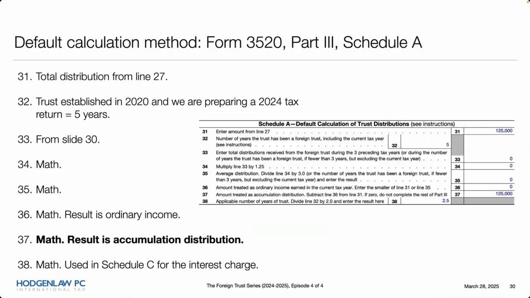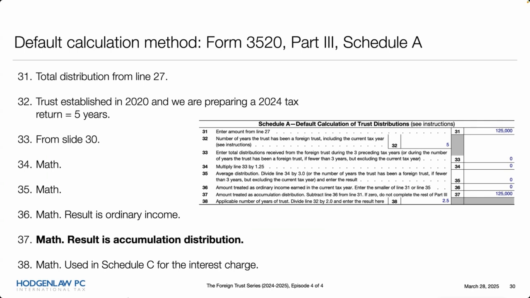And this is what it looks like. It's not a big thing. You start with line 31, $125,000. There's your distribution. And then you go down to line 32, the number of years that the trust has been a foreign trust, including the current tax year. So 5, because 20, 21, 22, 23, 24, 5.